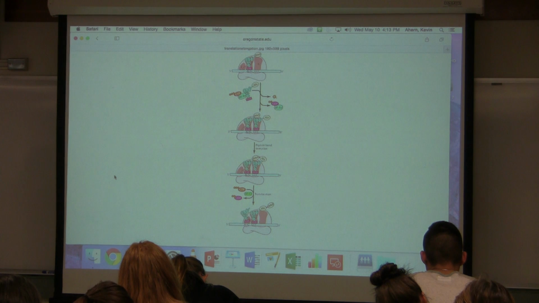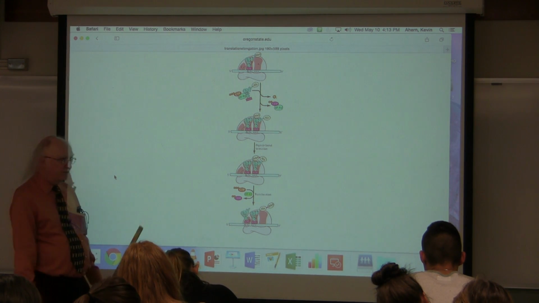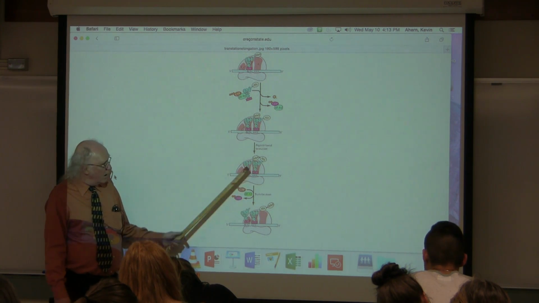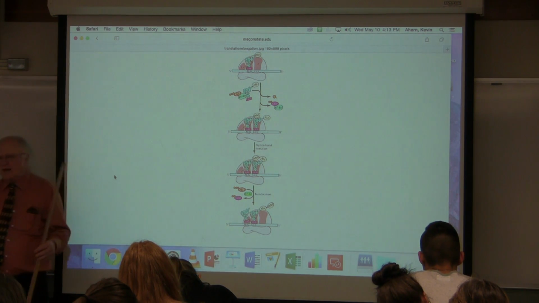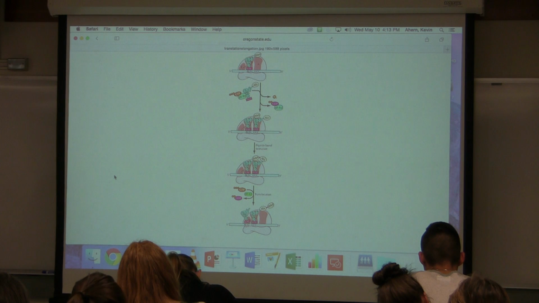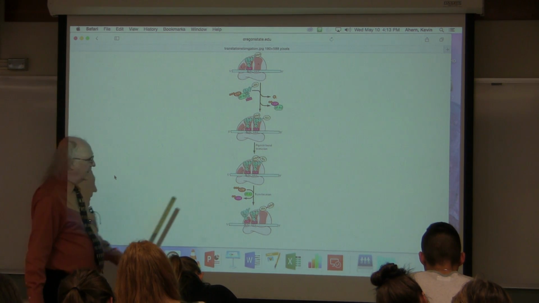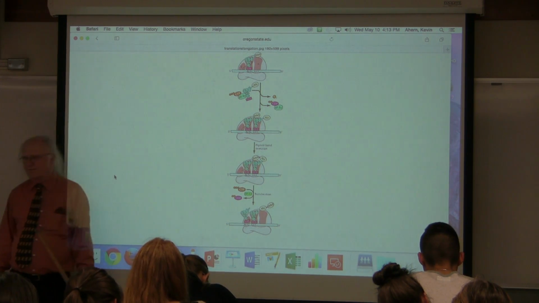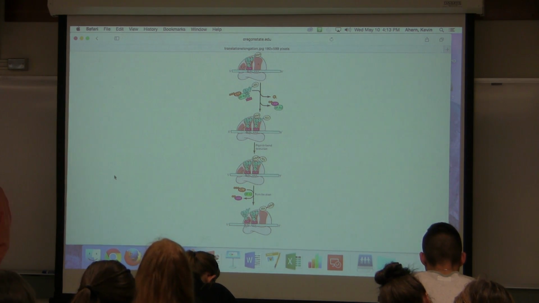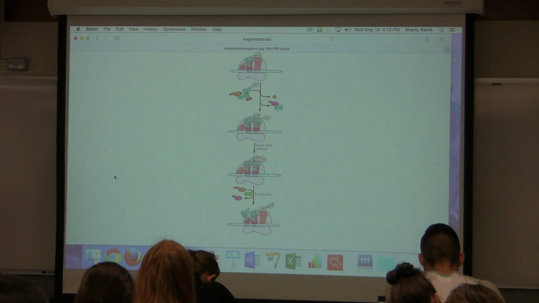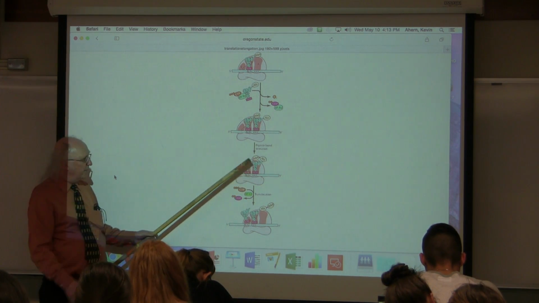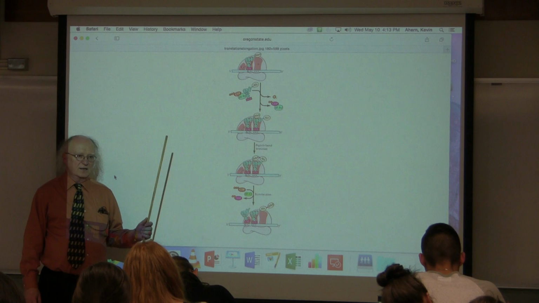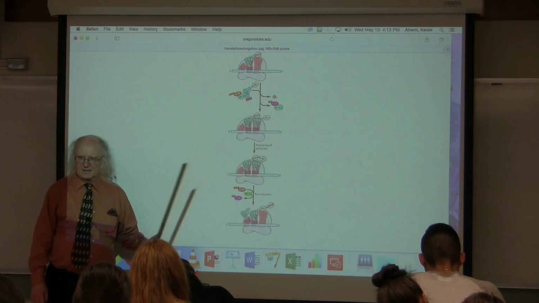Again, the S refers to the size. 23S is bigger than 18S, but it's smaller than 50S, right? The 23S ribosomal RNA is a ribozyme. It's a catalytic RNA. And it catalyzes the formation of the peptide bond. So every peptide bond that's formed on the face of the earth happens as a result of catalysis by a ribozyme. That's kind of cool.